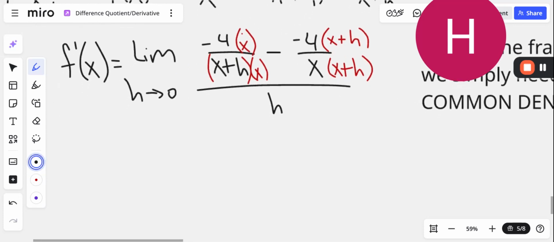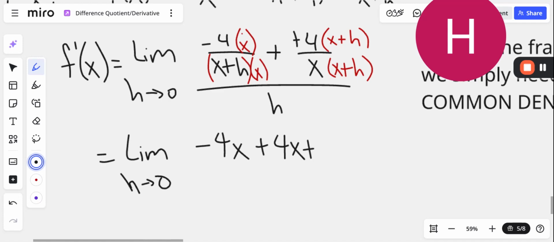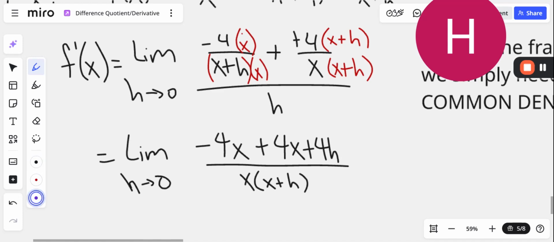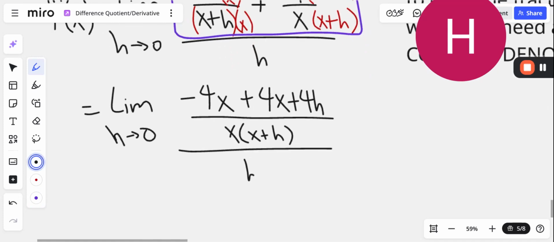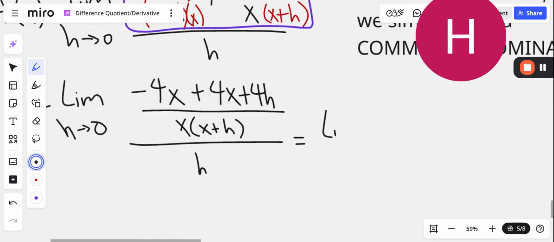just h. Okay, so this is going to become the limit as h goes to 0 of negative 4x. Now we can make this plus 4x plus 4h over the common denominator of x times x plus h. Now that's just what's going on up here. This is still all over h, which we will fix in the next step. We'll do some canceling because 4x obviously cancels with negative 4x.